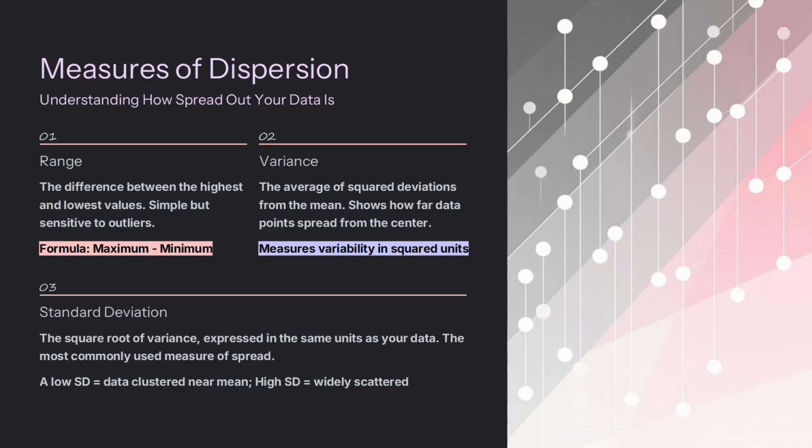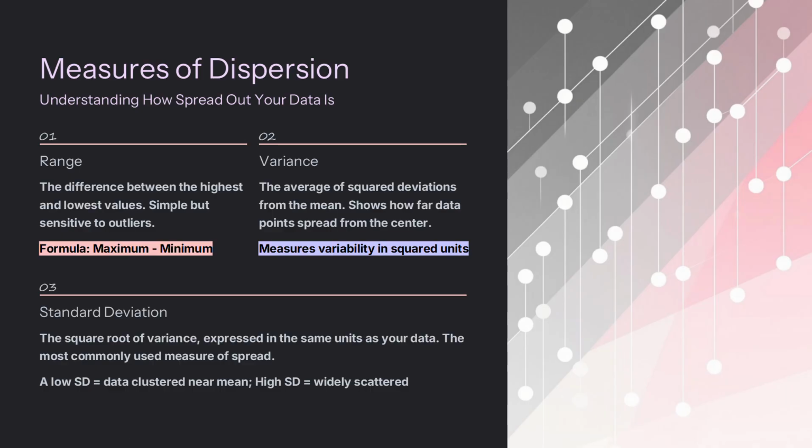Second is variance. Basically, the variance is the average of squared deviations from the mean. It shows how far data points spread from the center. It measures variability in squared units.